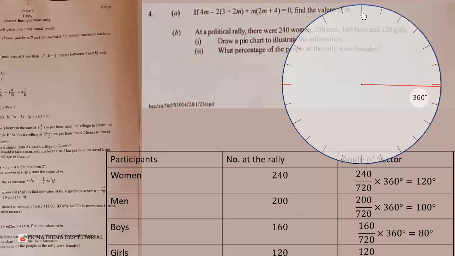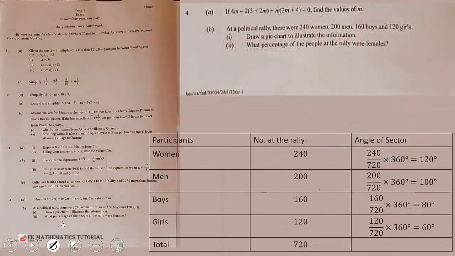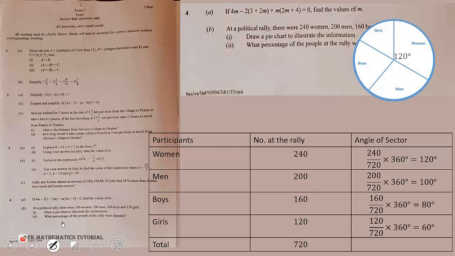After drawing the complete circle, make sure you get a radius. Then measure the first angle, which is 120 degrees. Then now use this as your new baseline and draw the 100 degrees. Continue in that order until you finish drawing everything. So your pie chart should now be looking like this. So the angles indicated as shown.